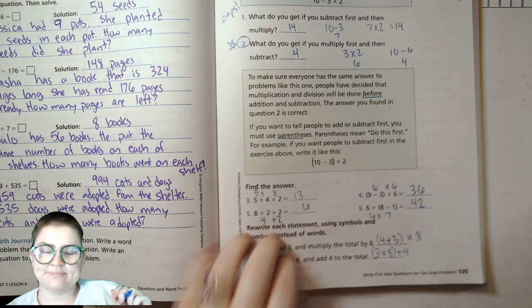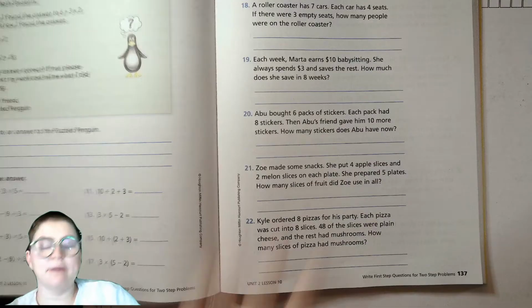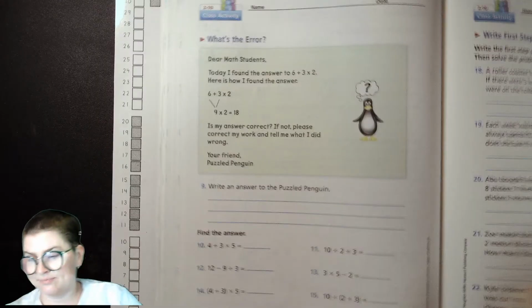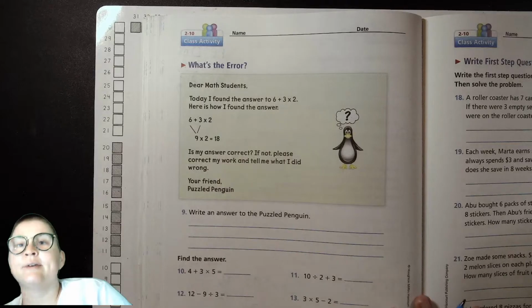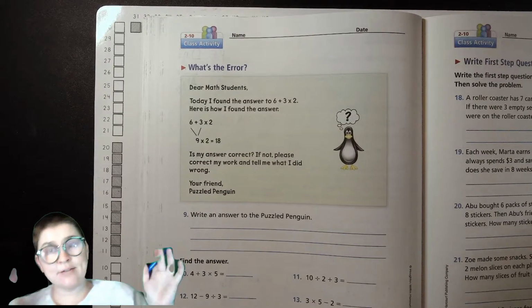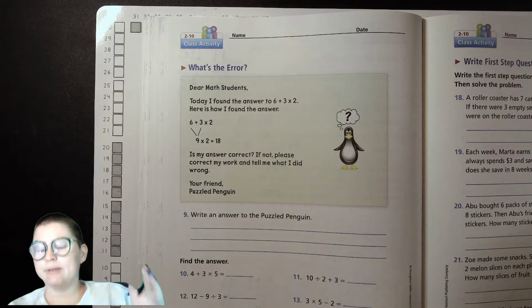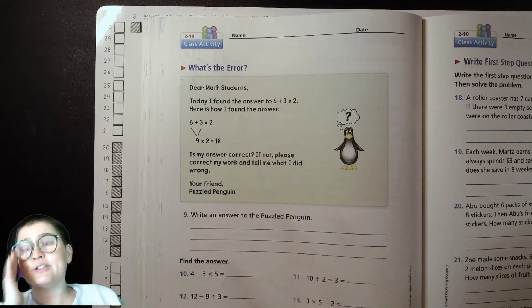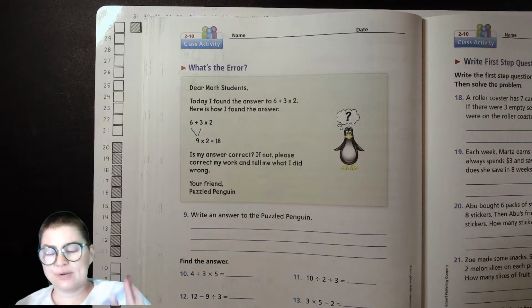All right. Keep on rolling. So we got a puzzle penguin here. Remember, the reason we have a puzzle penguin is because you need to be able to identify what somebody is doing incorrectly. So keep that in mind.